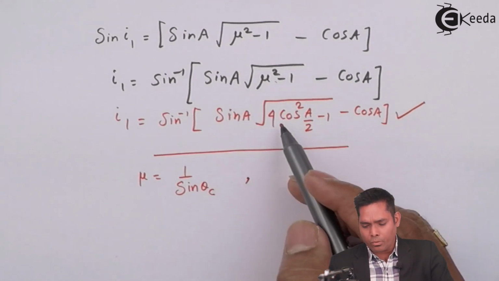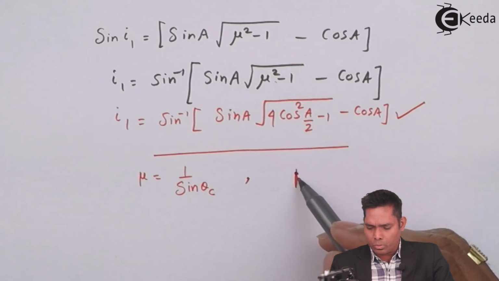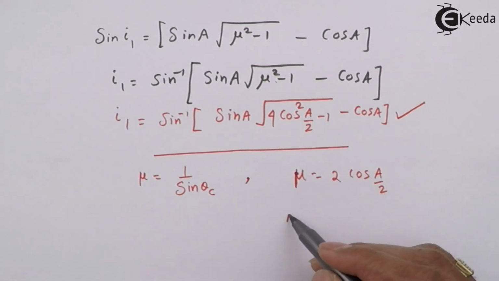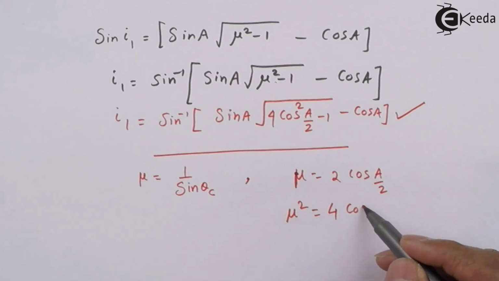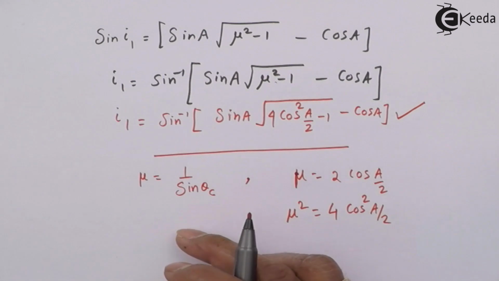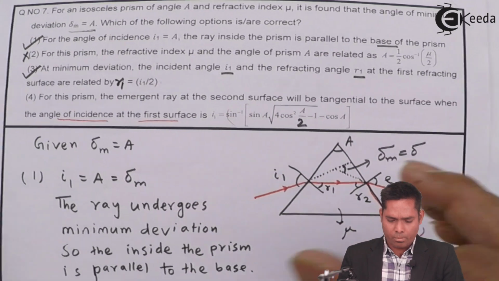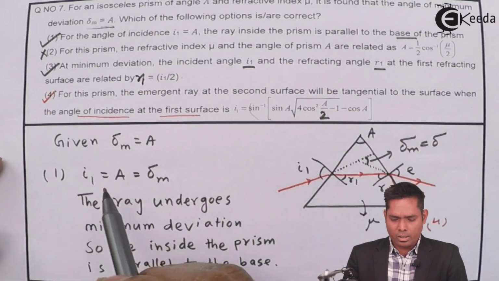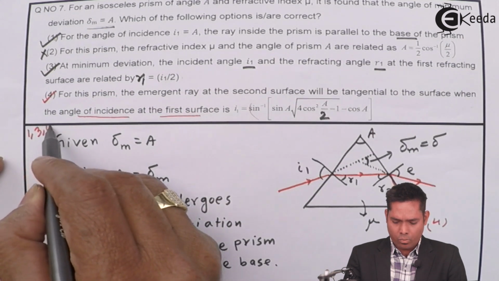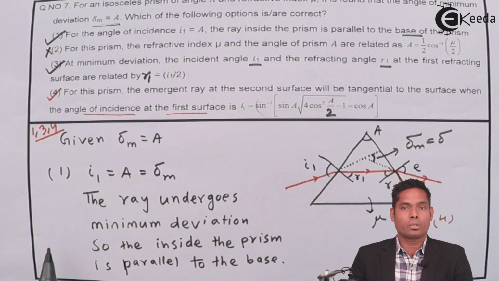This is directly obtained because mu equals 2 cos A by 2, so mu square is 4 cos square A by 2. Substitute that value directly there and you will get the option. So for this question number 7, option 4 is also correct. So 1, 3 and 4 are correct options for this question. Okay, thank you.